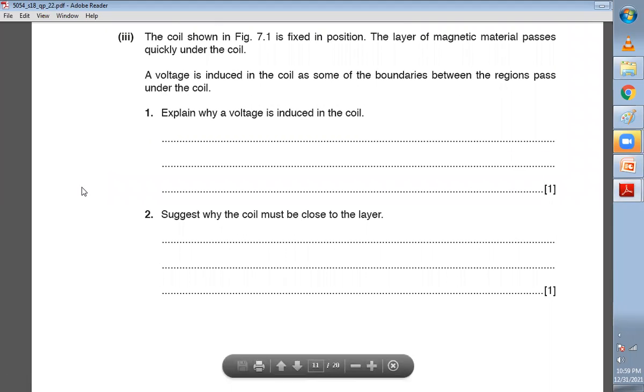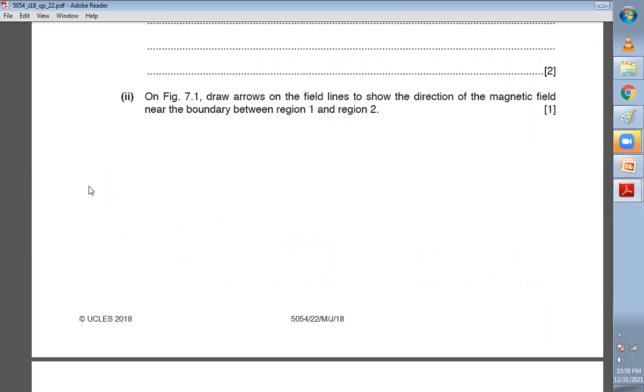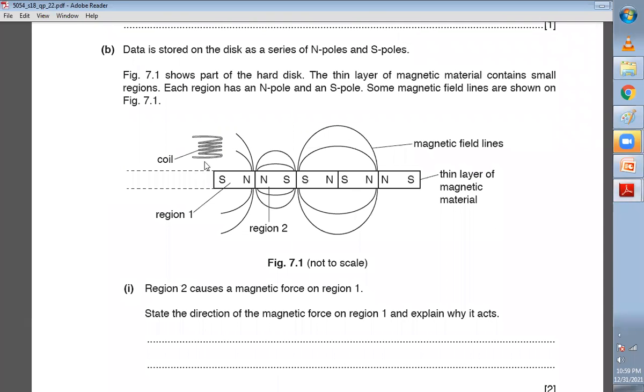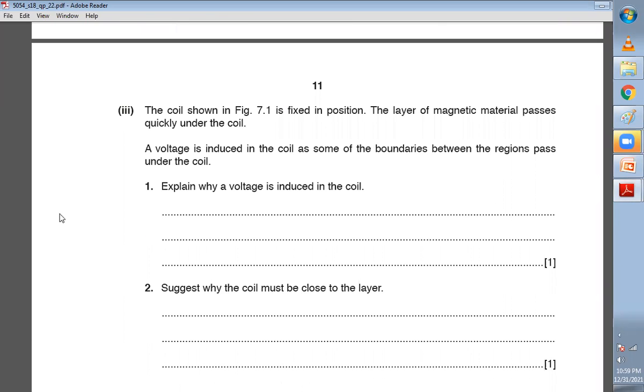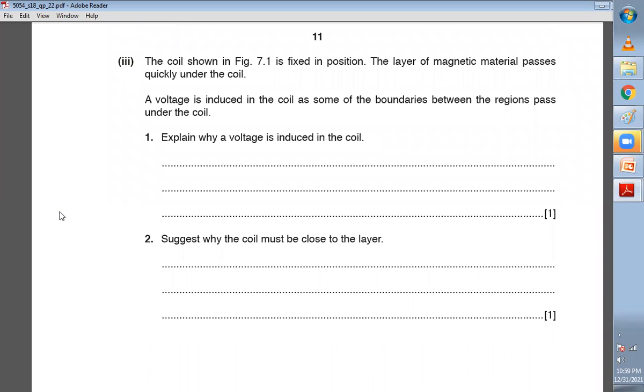Now, a coil shown in figure 7.1 is fixed in position. So here we have a coil. I can show you, this is a coil. And this is that magnetic material and it's moving. The coil in figure 7.1 is fixed in position. The layer of magnetic material passes quickly under the coil. So that magnetic material is actually passing under that coil.